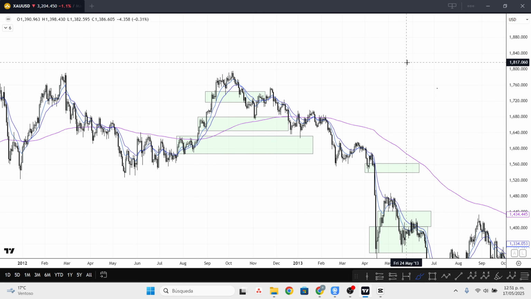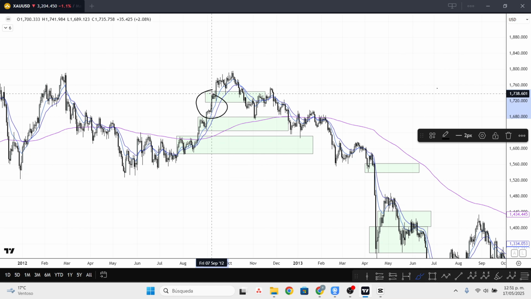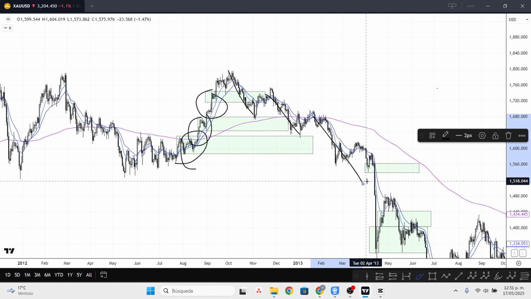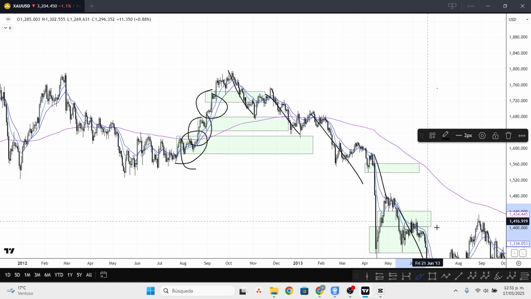Most people see a supply and demand zone and think, oh yeah, here's a supply and demand zone, let me trade it, and it falls through. Oh yeah, here's another one, let me trade it, and it falls through again. Okay, third time's the charm, and it falls through again. And it just keeps going and going.